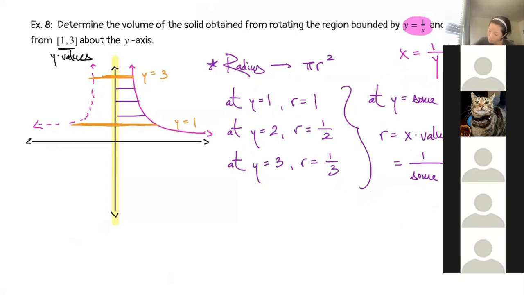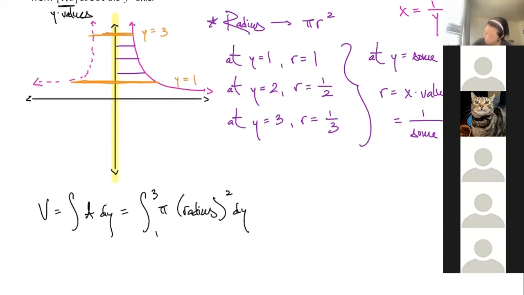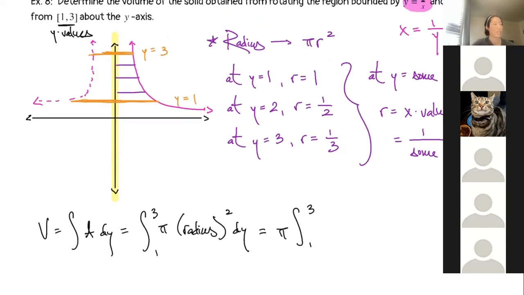All right. Let's set up our integral. Volume equals the integral of area dy. All right, bounds are from 1 to 3 of pi radius squared dy. I'm going to pull the pi out to the front, integral from 1 to 3. Instead of radius, what am I going to put? One over y, exactly. One over y, don't forget that squared, dy.